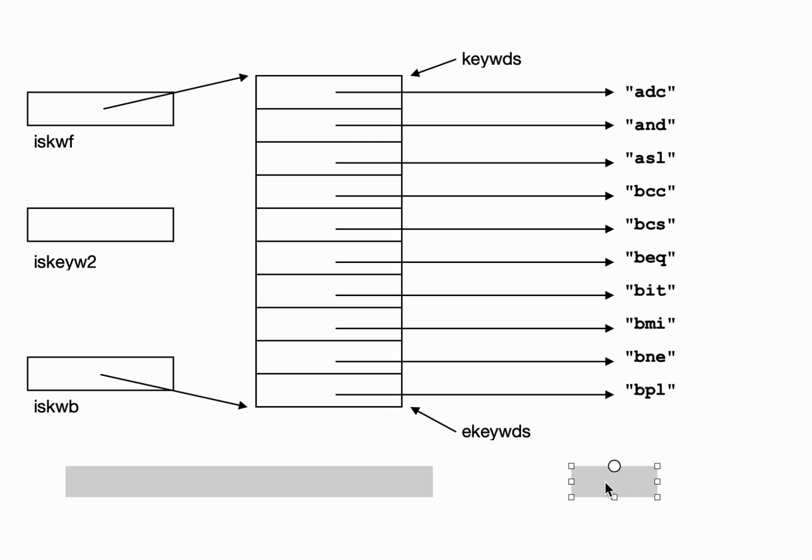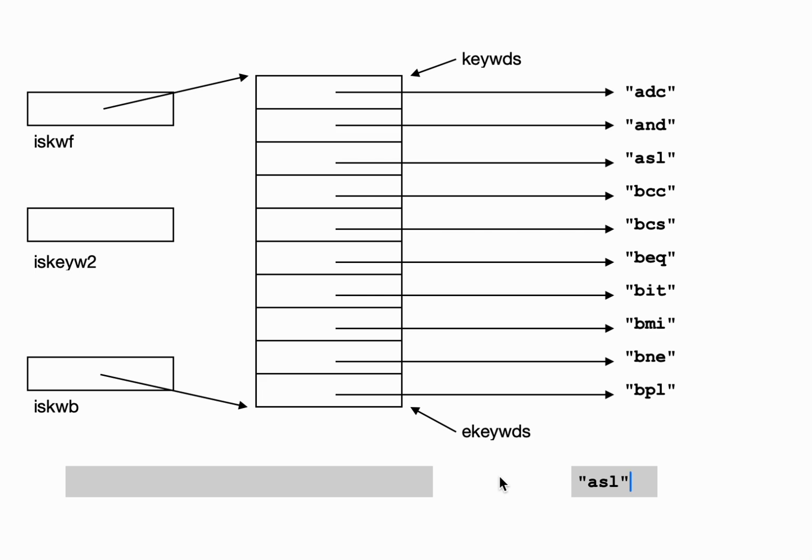All right, so let's assume that we are looking for the symbol ASL. The scanner has read a name. It says, I've read a name, ASL, and it's going to try to find it in the table to see if this is actually a symbol or if it's a keyword. Of course, it's a keyword. We can see it right here. It's one of the instructions for the 6502.